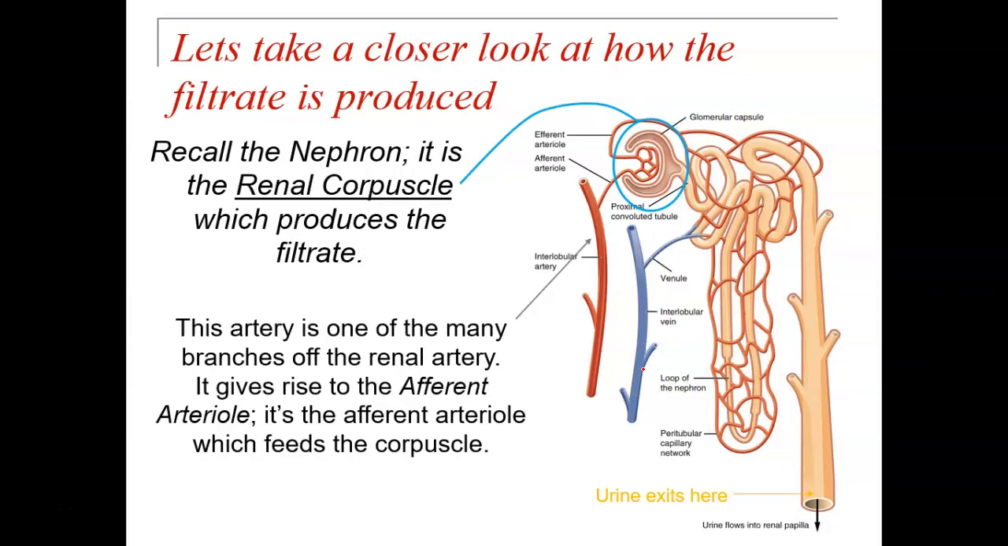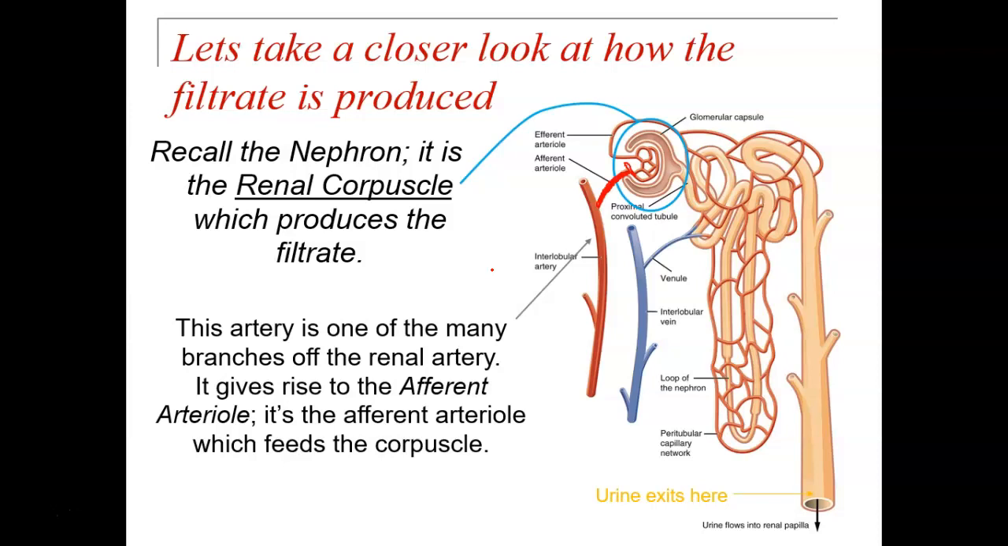So the first thing we're going to look at here is the renal corpuscle. One of the arteries, this one right here, is the afferent arteriole. The afferent arteriole is going to feed blood into the glomerulus.